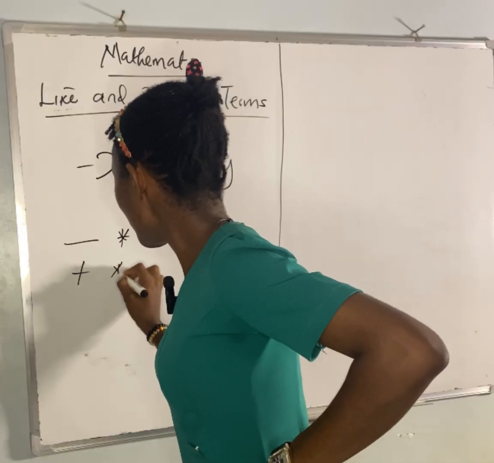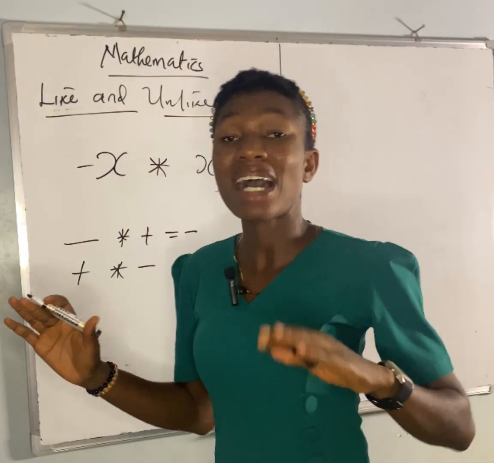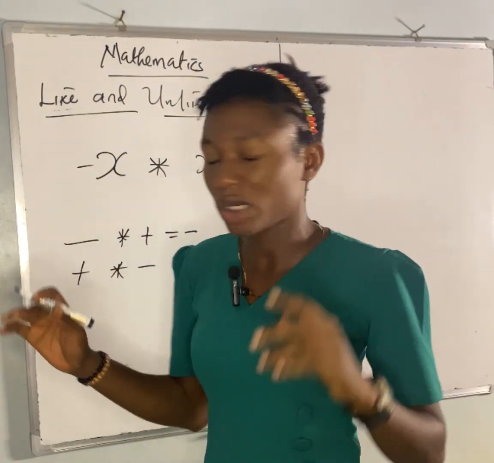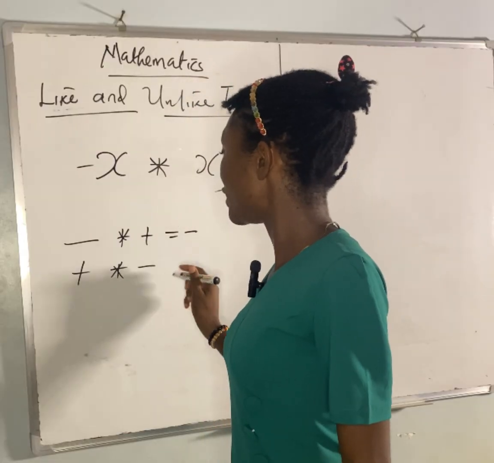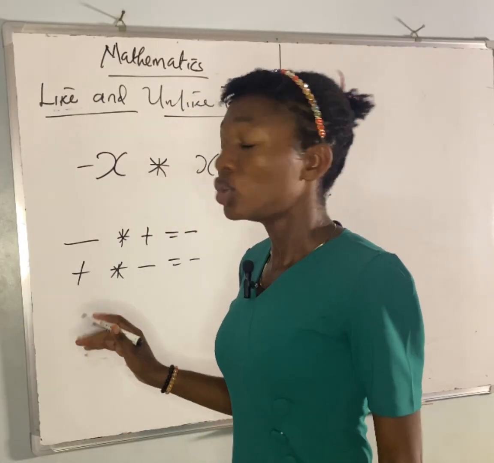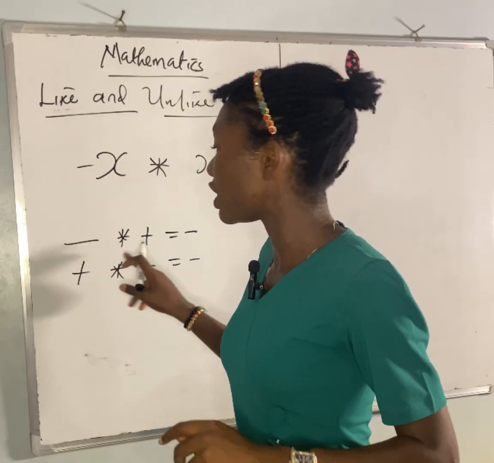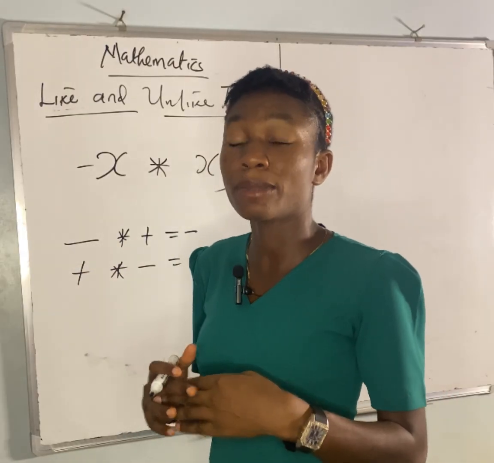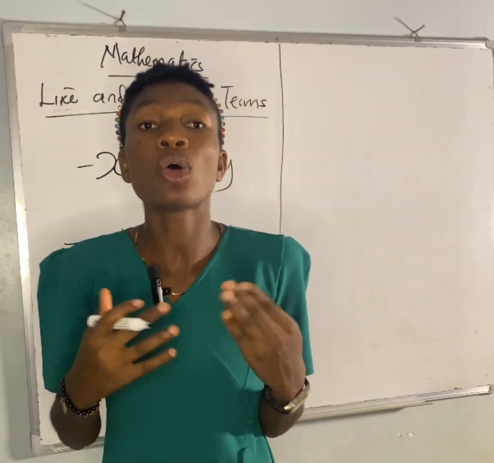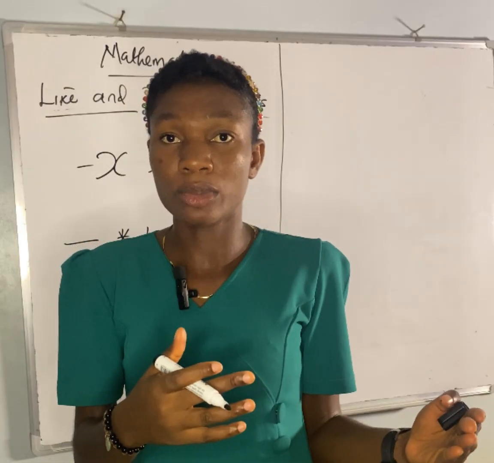Positive multiplied by negative, that is when we have two algebras, just two algebras. Positive multiplied by negative will always give you negative. So when you have two different variables multiplying themselves, a negative and a positive variable, your answer will always be a negative variable, okay?